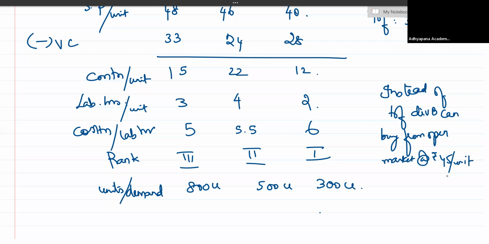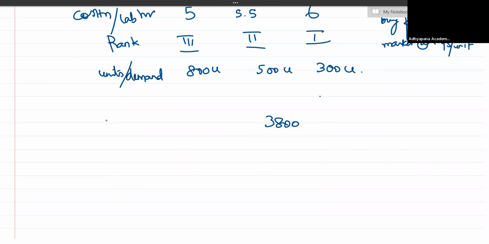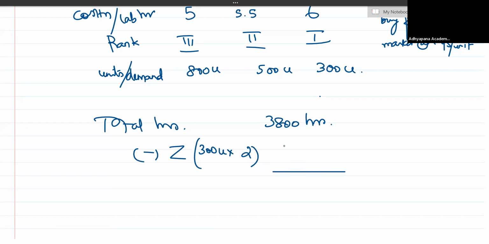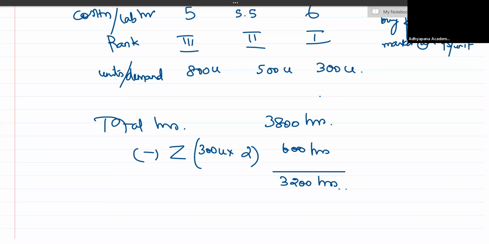Okay, they are saying what should be the transfer price for 300 units of Y if total labor hours available in division A is 3,800 hours. Based on the rank priority, I will honor the production, right? First, I will take up Z because it took the first rank. How much is the demand for Z? 300 units. For every unit, how many hours is taken up for Z? 2 hours, which means 600 hours goes for Z. So 3,800 minus 600, you will end up with 3,200 hours.